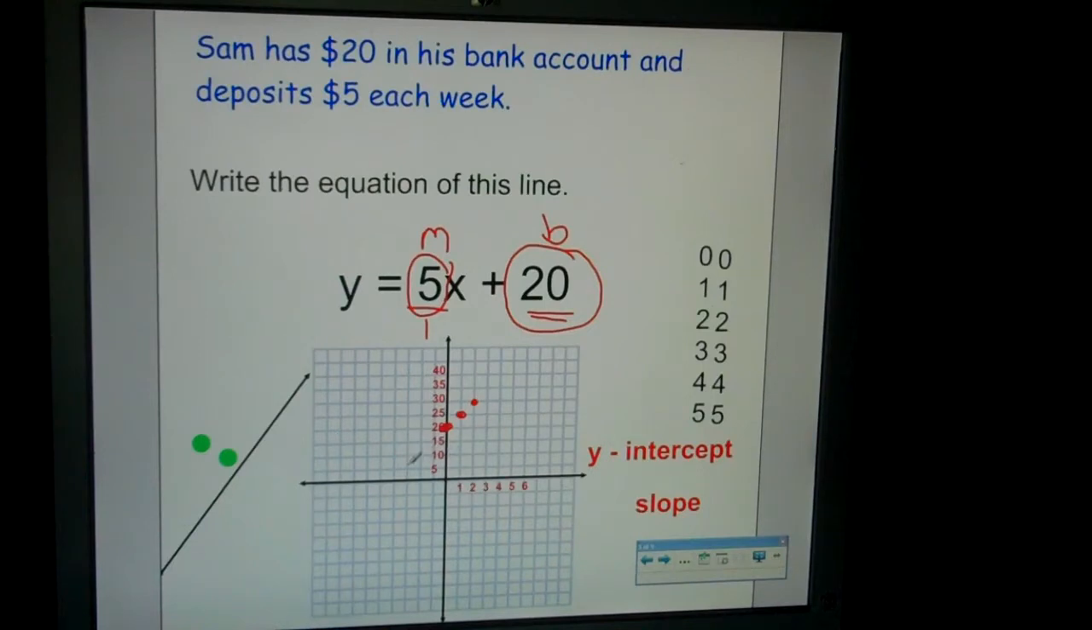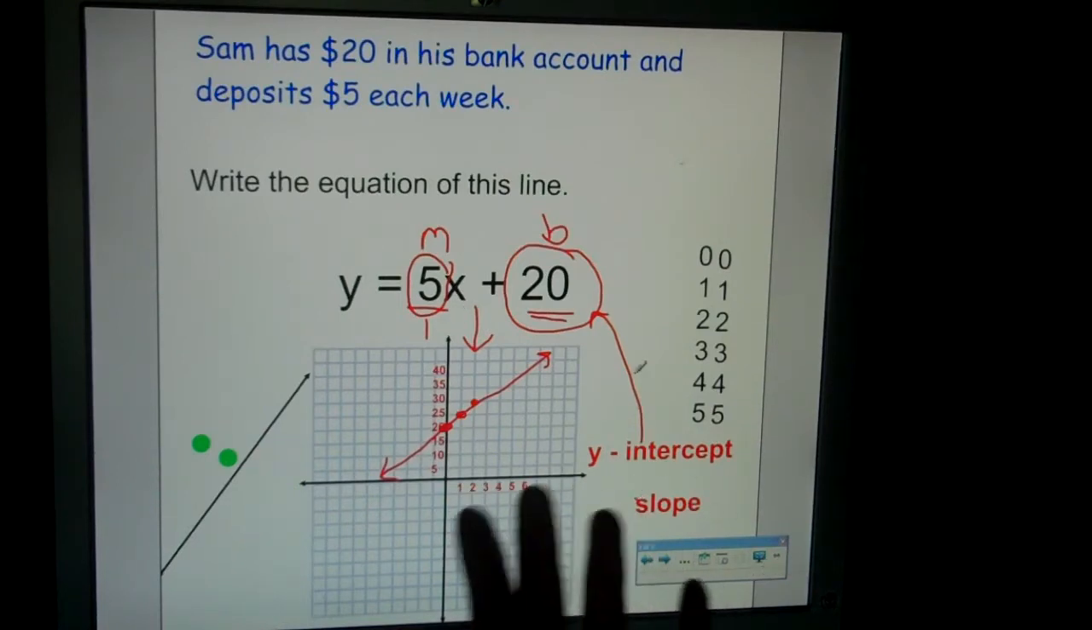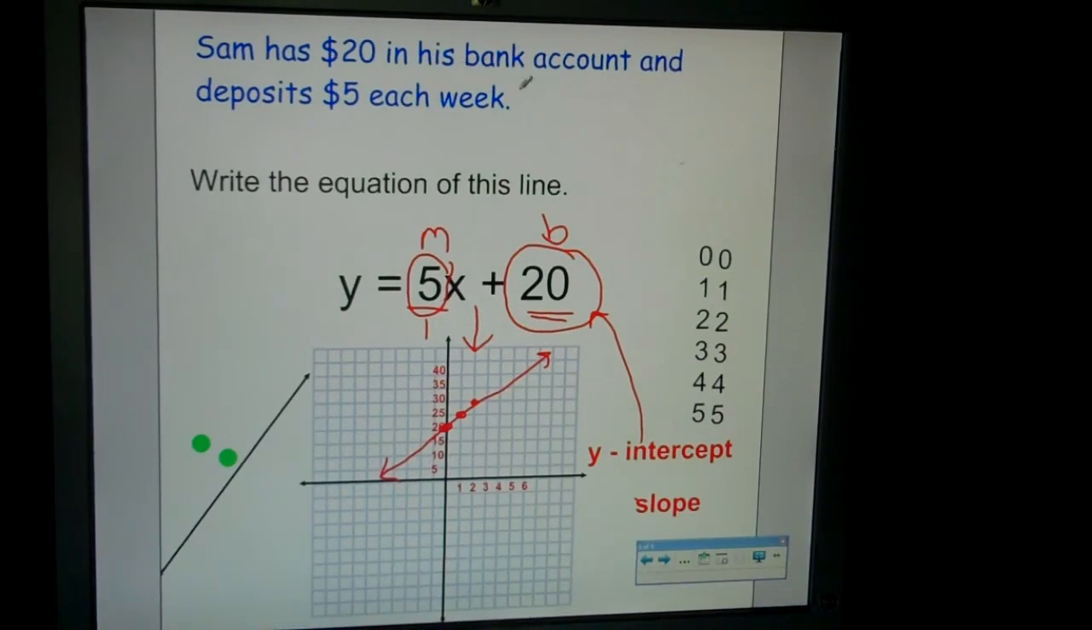Now I have a line here, but I'm just going to draw it for you, rough sketch. Nice long line with arrows on both sides. That is this linear function graphed. Okay? So again, my y-intercept is right here at 20. That's where I start. And my slope is 5. Okay? So that's being able to graph an equation from a scenario. You write the equation like you normally do.